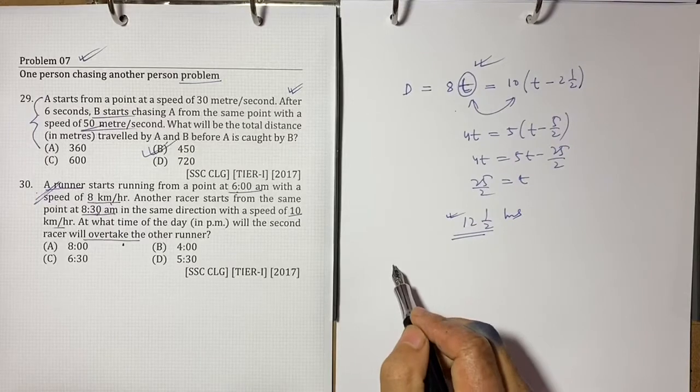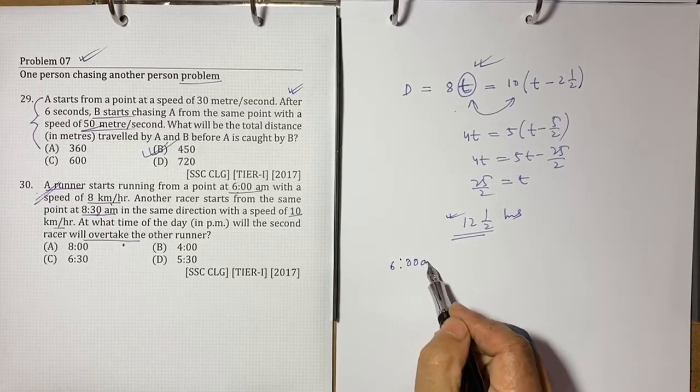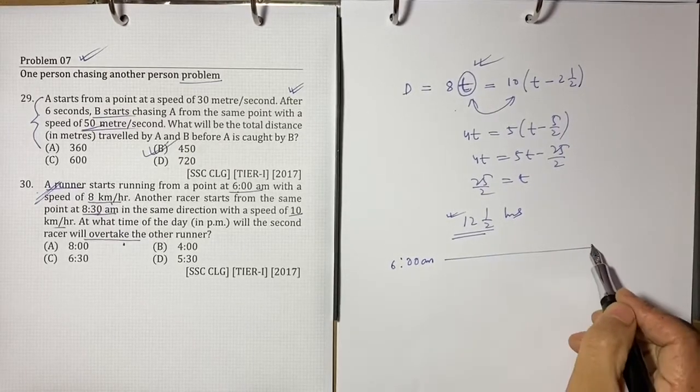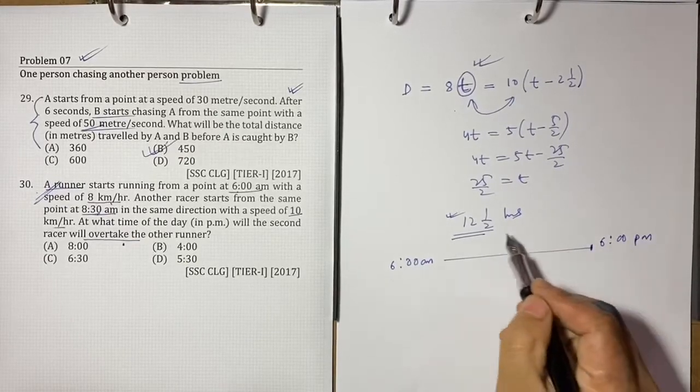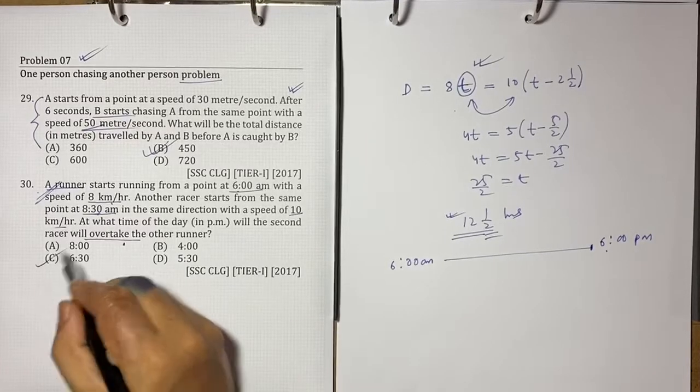Starting from 6 a.m. in the morning and adding 12.5 hours: 12 hours takes us to 6 p.m., and the extra half hour makes it 6:30 p.m.